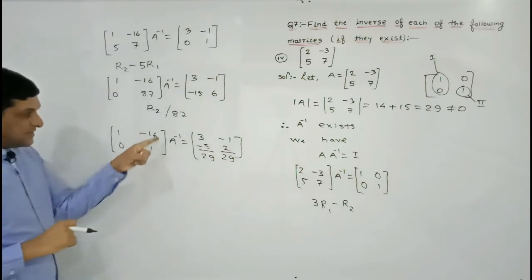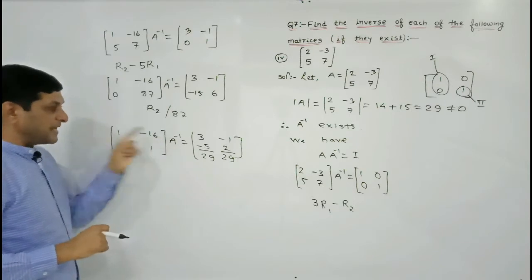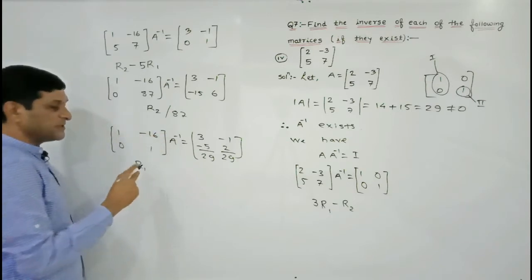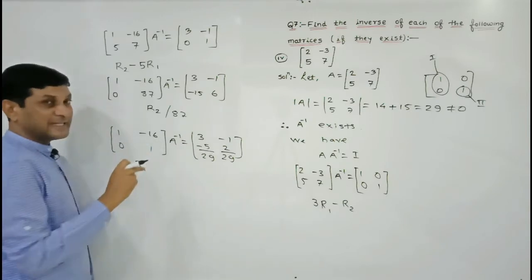So now lastly, we have to convert this minus 16 into 0, and this minus 16 is the element of R1, means we have to perform our operation on R1. What is the element of R1? Minus 16.